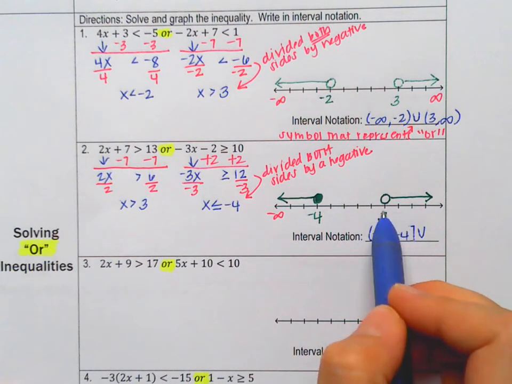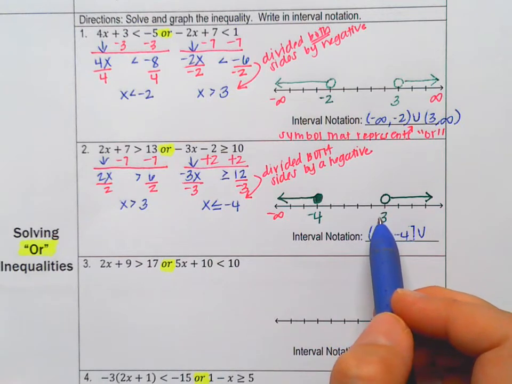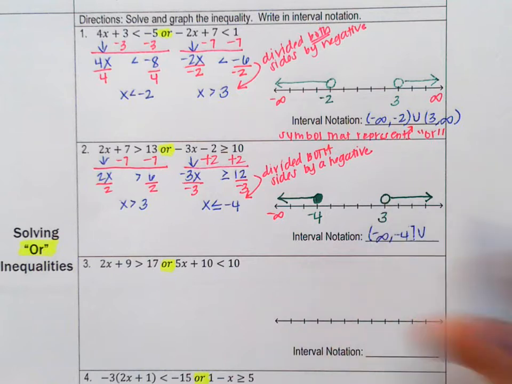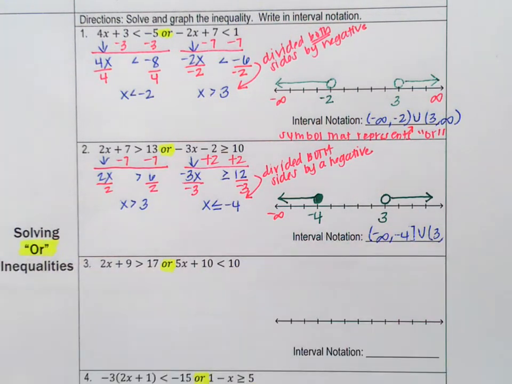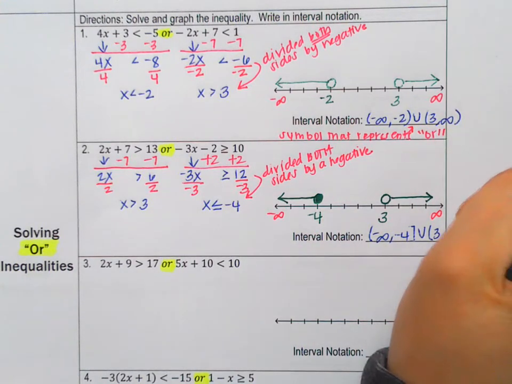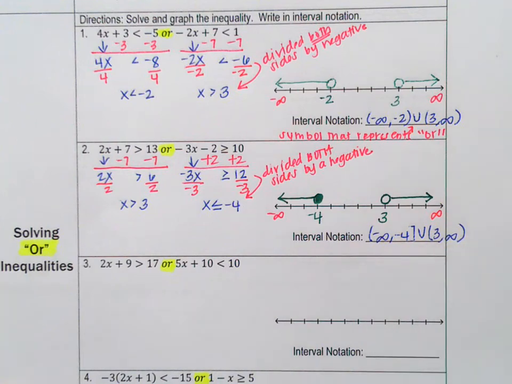We have a gap in between, so I use that U for union. It picks up again at 3. Is that going to be a parentheses or a bracket? It's a parentheses because it's an open circle. And then it goes on in the positive direction forever, so it's going to infinity. And we always use a parentheses with infinity. And that is my final answer for 2.